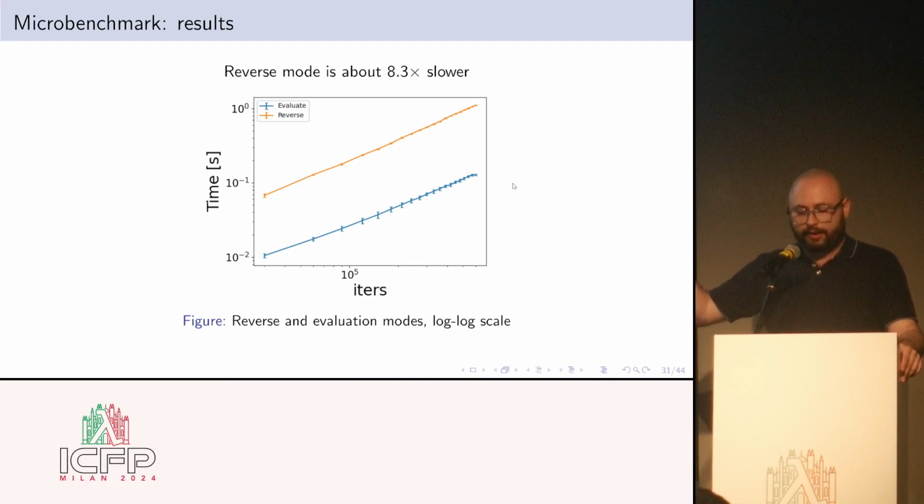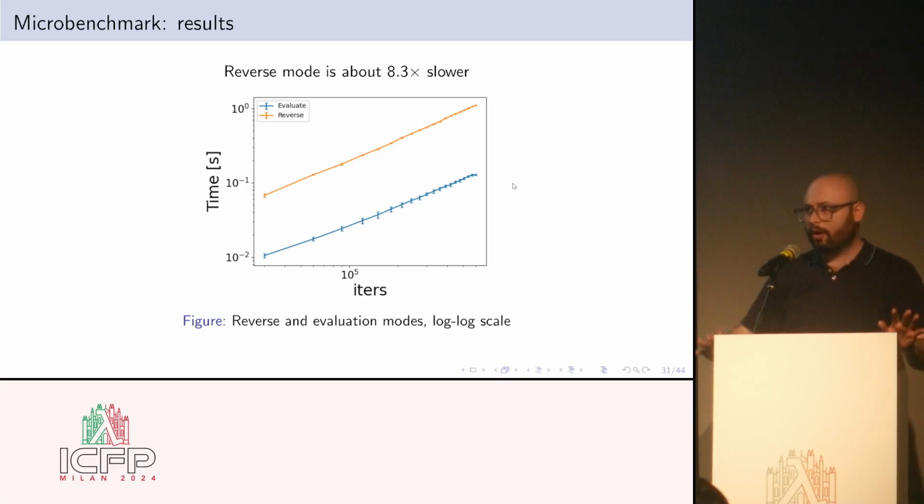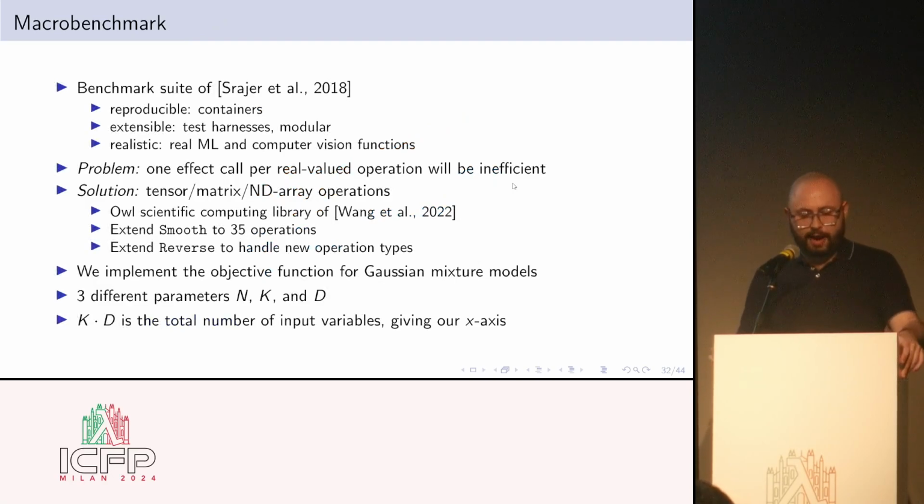And if you calculate it, it's approximately an 8 times slowdown. So we didn't reach the theoretical minimum of 4, but overall, it's not that bad. So we validated the asymptotics of the automatic differentiation algorithms with some micro benchmarks. Let's look at some macro benchmarks.